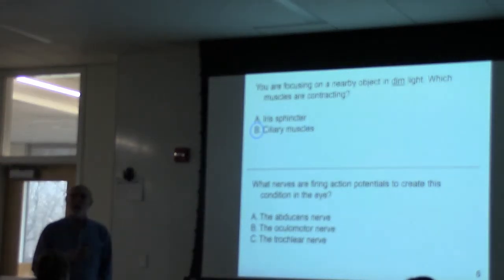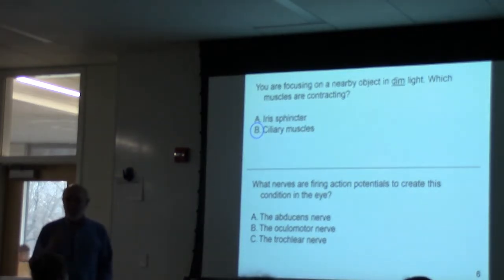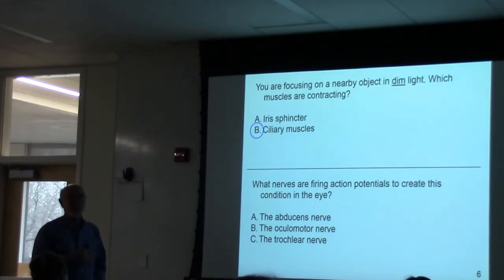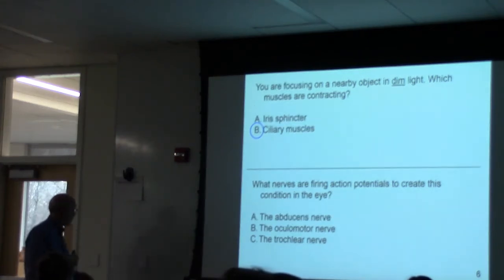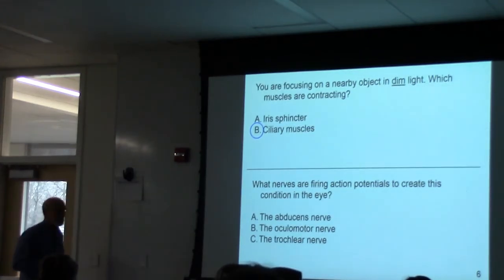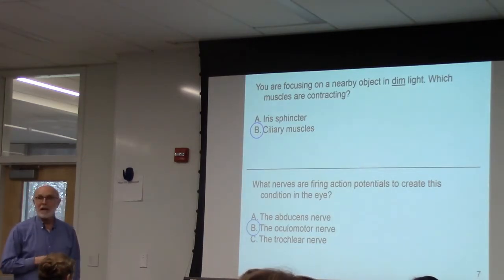Now you're dilating the iris in order to maximize the amount of light coming in this dim light, but you still need to constrict the ciliary muscle in order to allow the lens to round up, to allow it to focus on a near object. What nerves are firing to create this condition? It's the same, the oculomotor nerve.